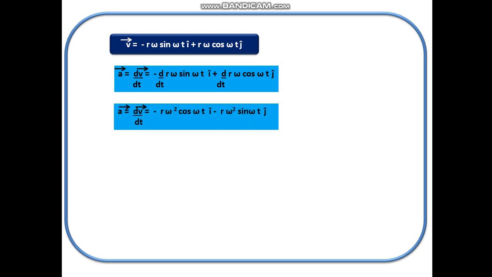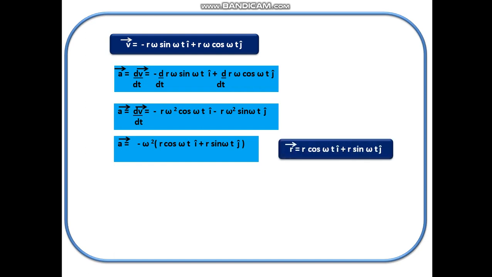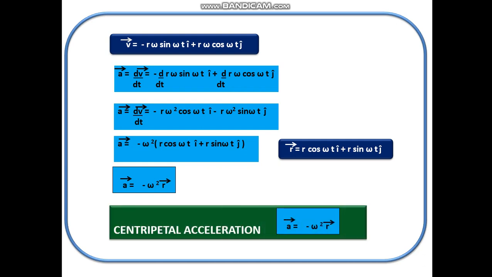So when you take the derivative again, you get a vector is d by dt of v vector is equal to minus r omega square cos omega t i cap minus r omega square sin omega t j cap. Taking out common, minus omega square into r cos omega t i cap plus r sin omega t j cap. But we know r vector is r cos omega t i cap plus r sin omega t j cap. So substituting that, you get a vector is minus omega square r vector. So centripetal acceleration a vector is equal to minus omega square r vector.